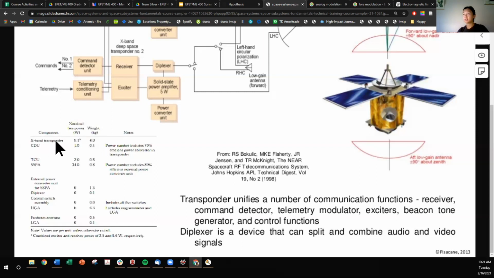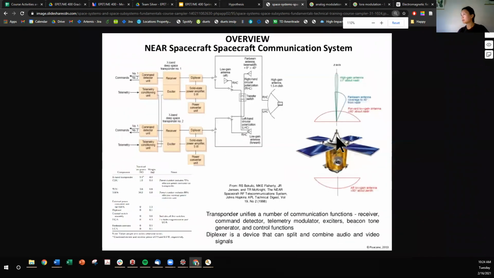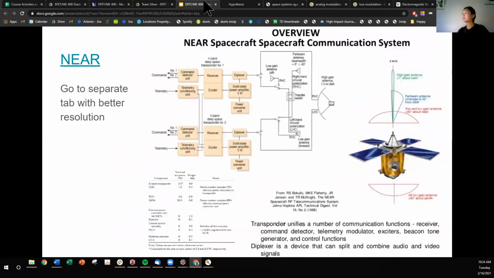the X-band transponder is 4 kilograms. The conditioning unit is 0.4 kilograms. Telemetry conditioning unit 0.8 kilograms. Amplifier 0.8 kilograms. All right, let's go to the next slide.